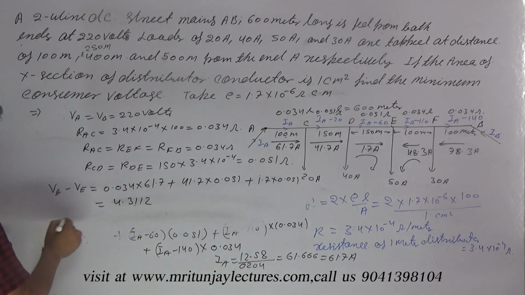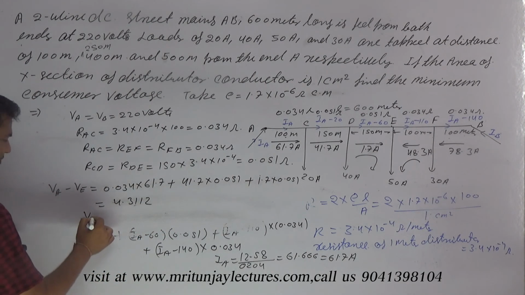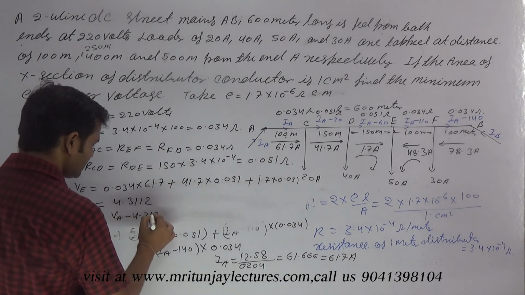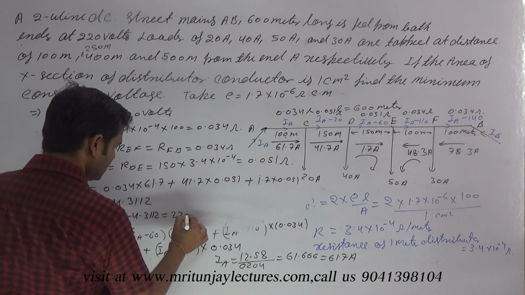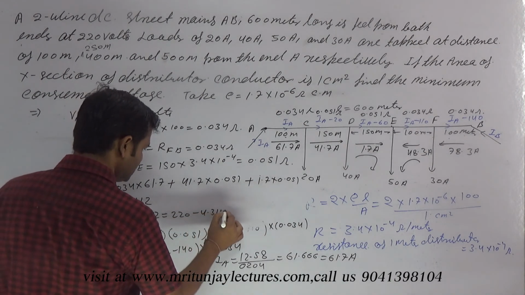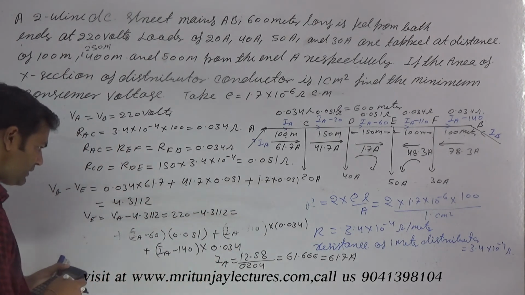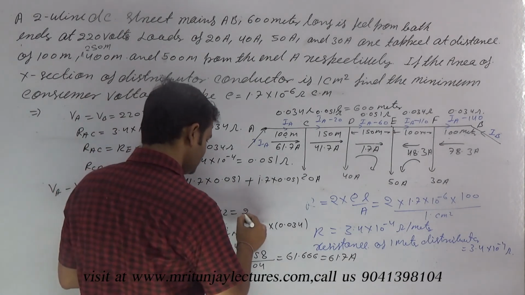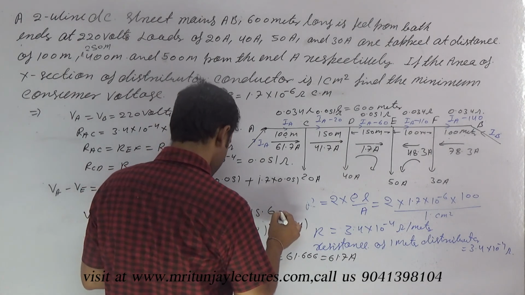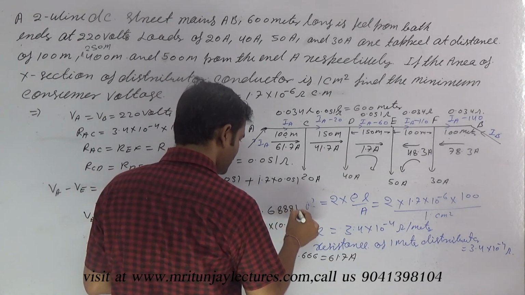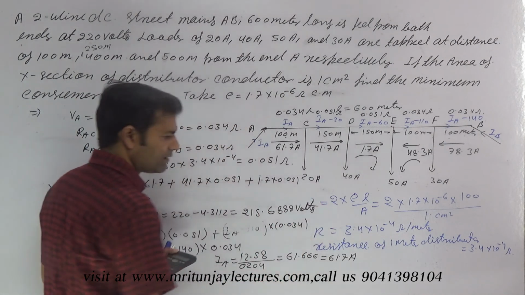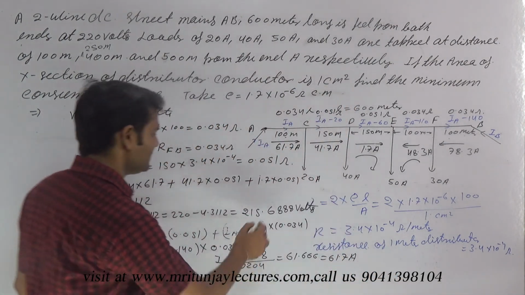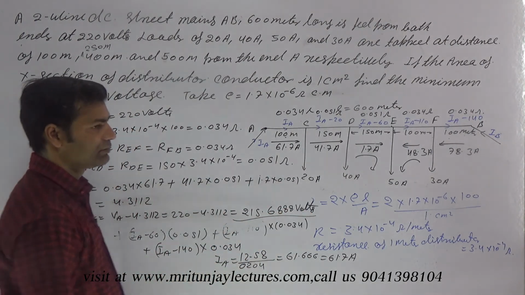That is 4.3112. Our motto is to determine VE, so VE is equal to VA minus 4.3112, that means 220 minus 4.3112, and we get 215.688 volt. This is the final answer. The minimum consumer voltage is this one. Okay, so make it.